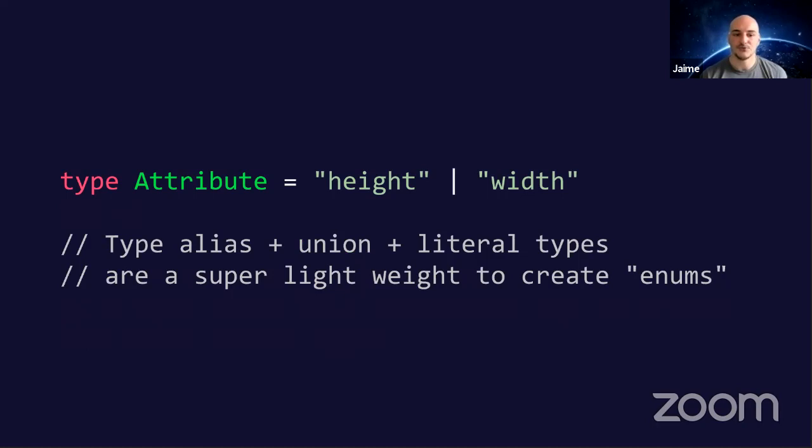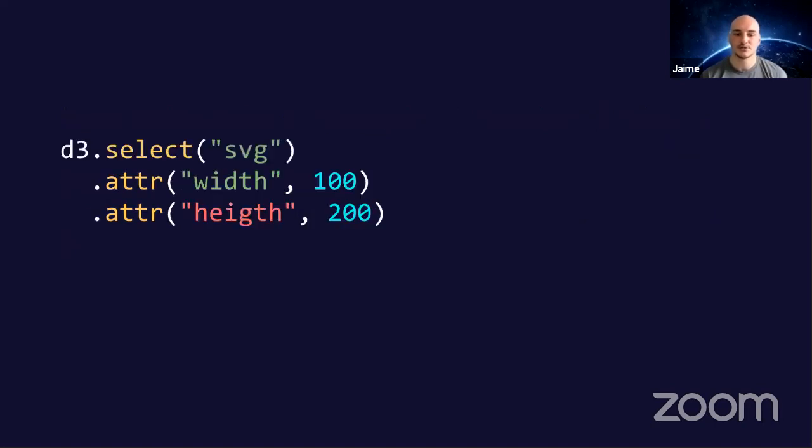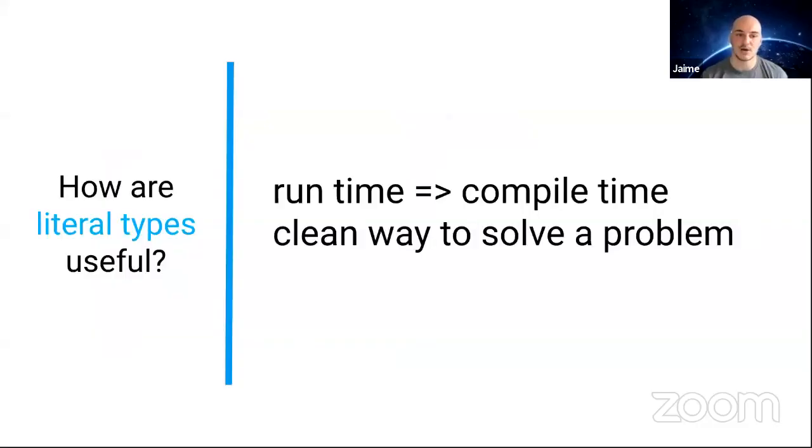And then if you combine all these three, type aliases plus unions plus literal types, we get a super light way to create enums only in the type world. And now we can use that in our function. So we can say that this D3 selection has a function attribute, and the first argument is going to be of type attribute. So now what happens is that at compile time, whenever somebody misspells that height, the type system is going to give you an error because it says that the string that you created is not assignable to the other two literal strings because you can only ever use height or width.